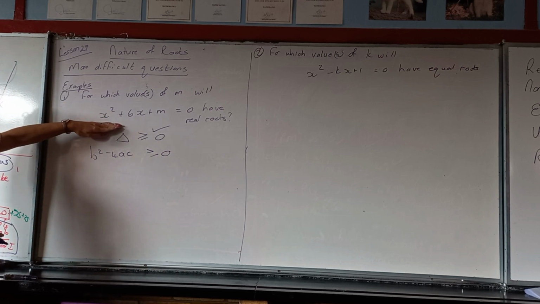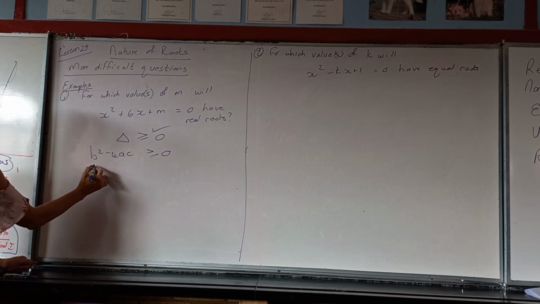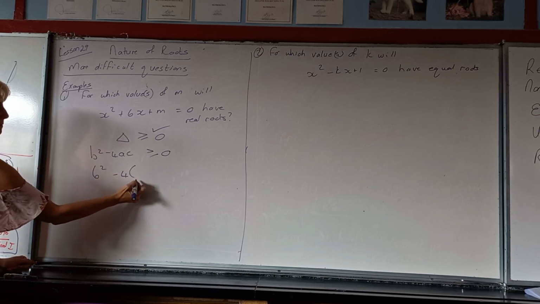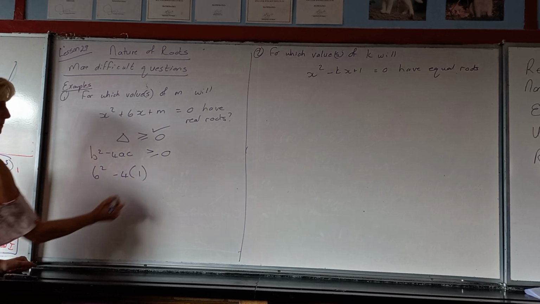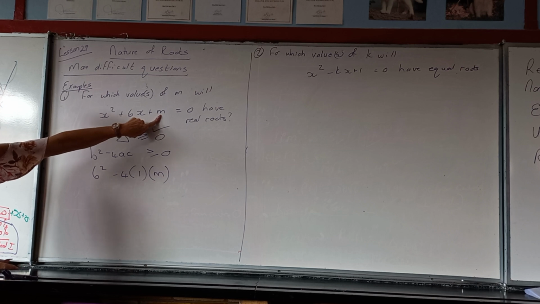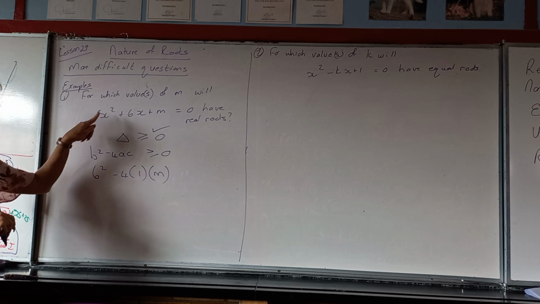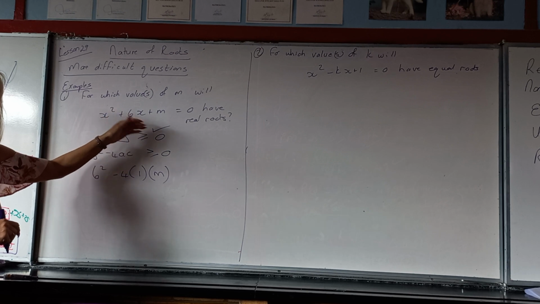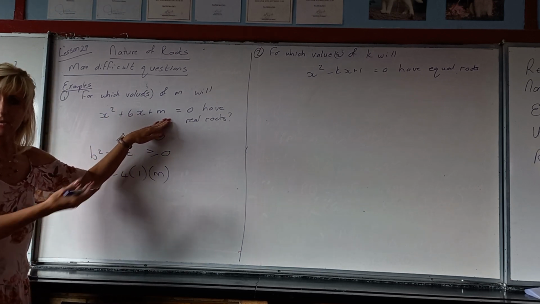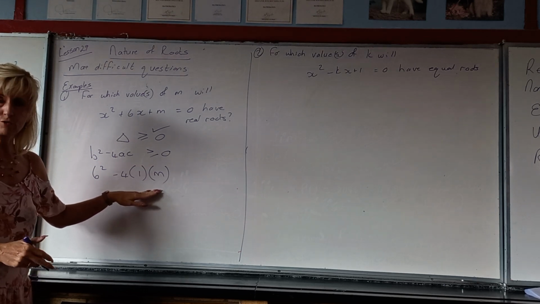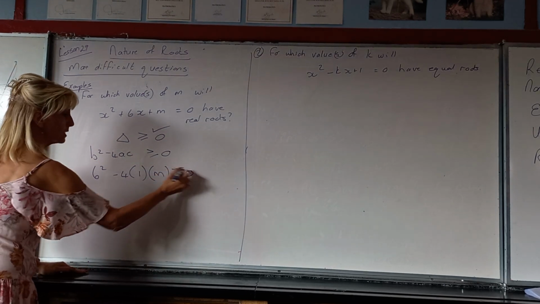So I've got b equal to 6, a equal to 1. c is now m. Guys, c is the value that's a constant at the back, but c is now a placeholder variable. Your a is always in front of the x squared. Your b is always in front of the x, and your c is the thing that doesn't have x. It's now something that has an m, but the whole thing is the value of your c. It must still be bigger or equal to 0. What have I got here?